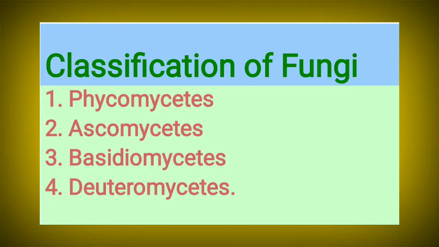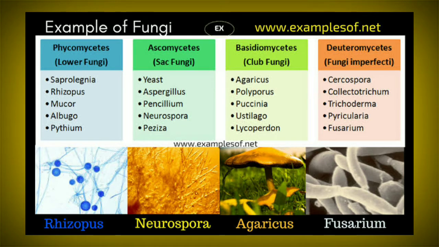Now, the classification of fungi is done in 4 major classes, and these 4 major classes are Phycomycetes, Ascomycetes, Basidiomycetes and Deuteromycetes. The Phycomycetes are also called algal fungi or lower fungi. Ascomycetes are called sac fungi. Basidiomycetes are called club fungi, and Deuteromycetes are also called fungi imperfecti.